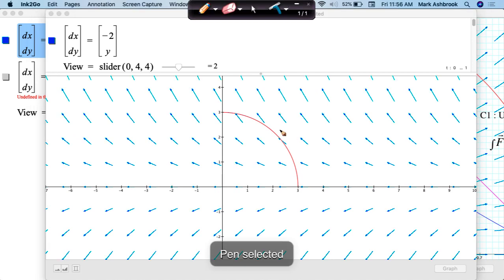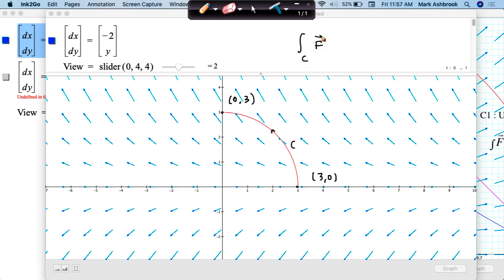And I want to look at going from, say, 3, 0 to 0, 3 up there. I'm in the conservative vector field, and I'm going to go from 3, 0 to 0, 3, and I call that my path C. So what would you say about that line integral? I'm in this conservative vector field. I'm going from 3, 0 to 0, 3 along C. What would you say about that particular line integral?